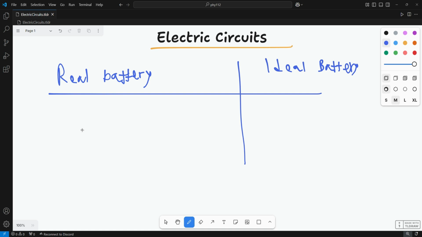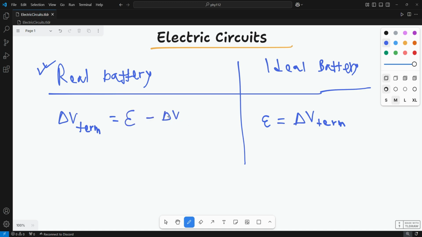So the EMF of an ideal battery is always equal to the potential difference between the two terminals. We can write this as V term. And for a real battery, some portion of the total EMF is lost when we measure the V terminal. Let's suppose this small portion lost is V small r. This is being lost due to the internal resistance present in the real battery.